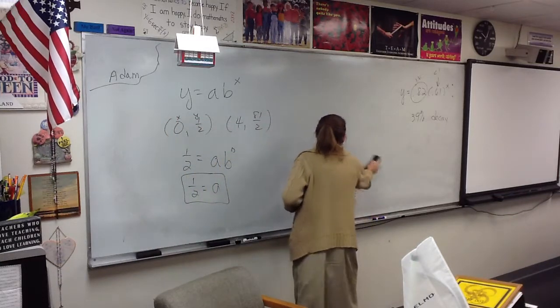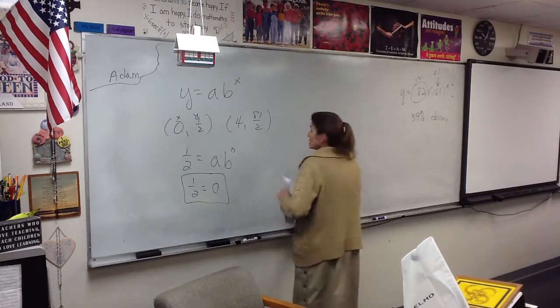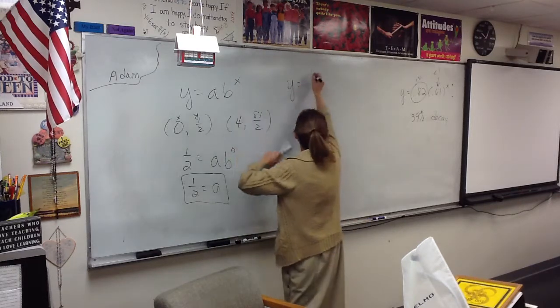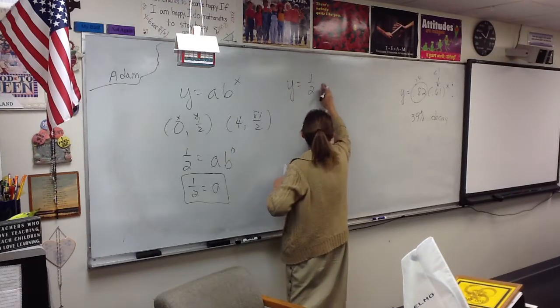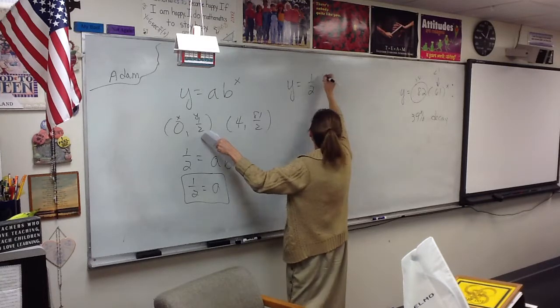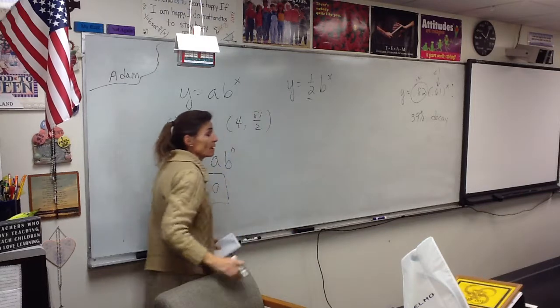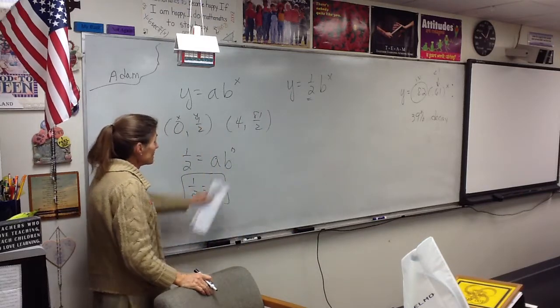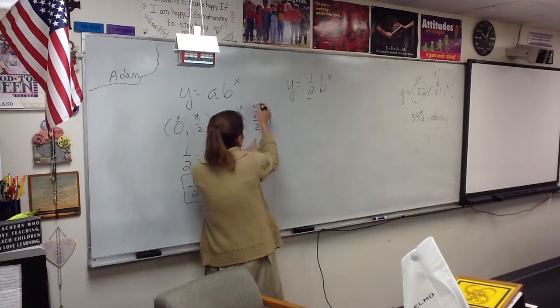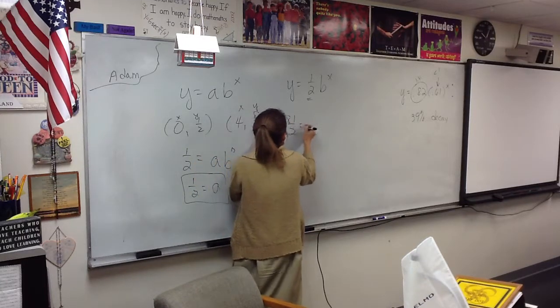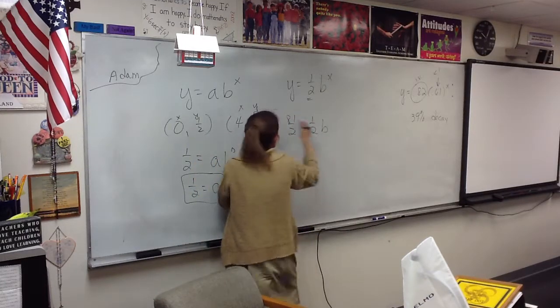So some of you, remember, skip that step, which is fine. If you know that's a 1/2 with the 0, then you know you're going to have a 1/2 there in the a spot. Now we'll take this point. 81/2 equals 1/2 b to the 4th.